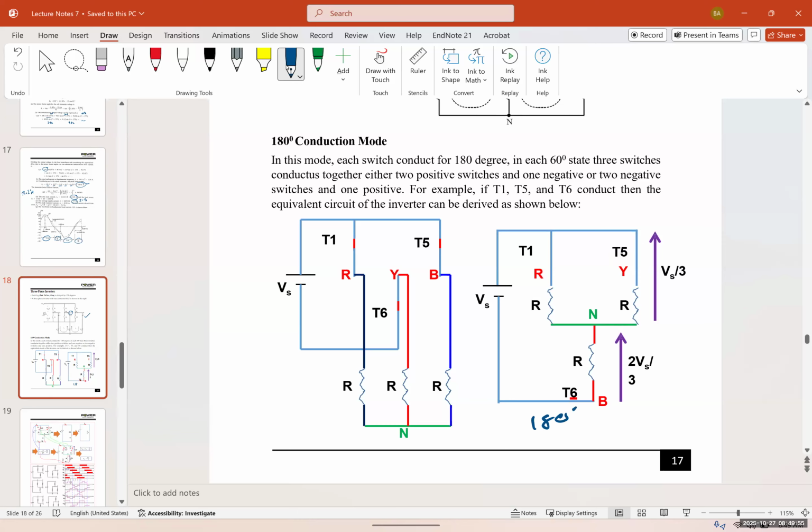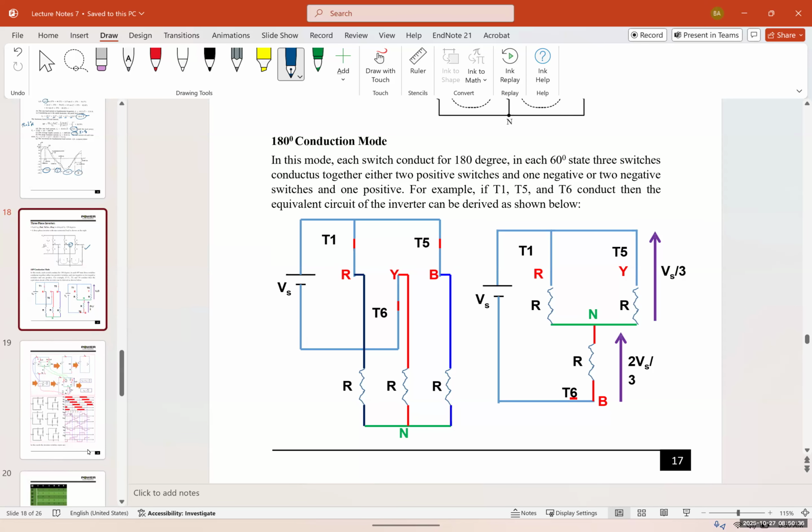So 180-degree, if I'm correct, and this is 120. In this mode, each switch conducts for 180 degrees. In each 60-degree state, 3 switches conduct together, either 2 positive switches and 1 negative, or 2 negative switches and 1 positive. For example, if T1, T5, and T6 conduct, then the equivalent circuit of the inverter can be derived as shown below.